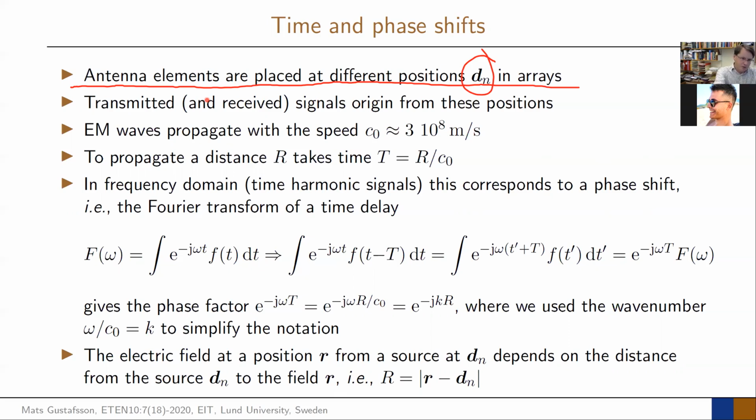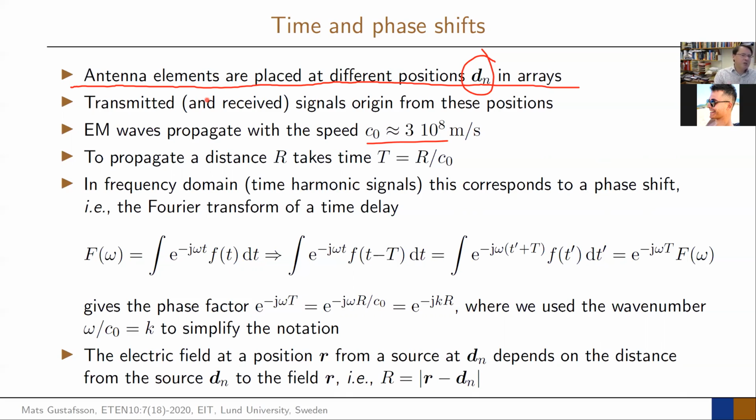So if you think about this square kilometer array, there is one antenna element, there is another antenna element. Those are the positions dn. And that means that you send signals and you receive signals from these positions. So that's what we're doing. We just say that the antenna sits at this position, it can transmit or receive signals. And of course, as before, they propagate with a finite speed.